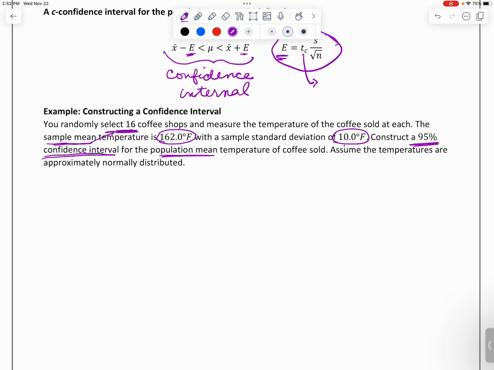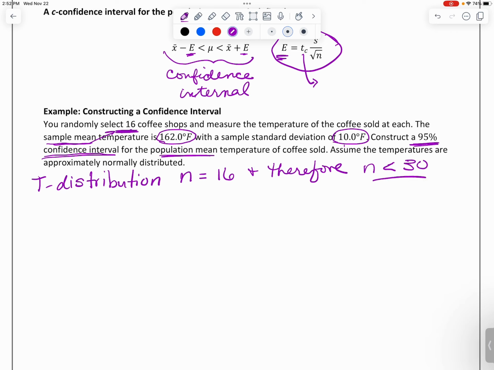But because my n is less than 30, we have to use a t distribution. And that is because n is equal to 16, and therefore n is less than 30. So that's why we have to use the t distribution.